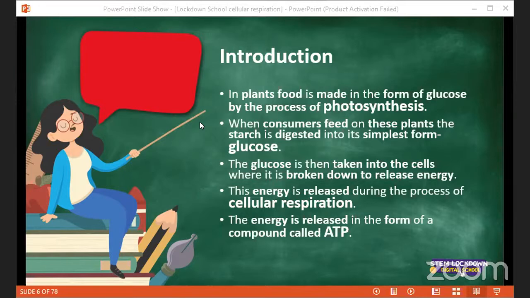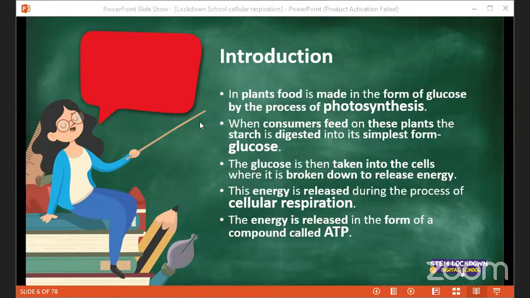Okay, so now when consumers feed on these plants, the starch is digested into its simplest form, which is called glucose. So now the glucose is then taken into the cells where it is broken down to release energy. This energy is released during the process of cellular respiration. So guys, remember, cellular respiration is concerned with how we derive energy from the food we eat, particularly glucose, right? So it's about deriving energy. And now the energy that is released is in the form of a compound called ATP, that is adenosine triphosphate.